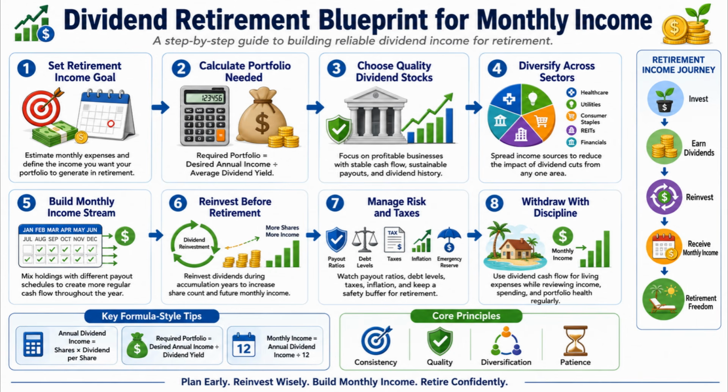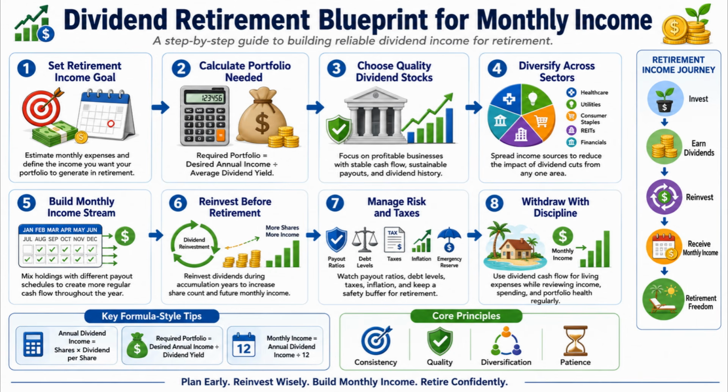Then, build a more consistent monthly income stream. Many companies pay dividends quarterly, while some investments may follow monthly, semi-annual, or annual schedules. By combining holdings with different payment months, investors may create more regular cash flow throughout the year. However, payment timing should not be the only selection factor. The financial strength and dividend sustainability of each investment remain more important than the month in which it pays.